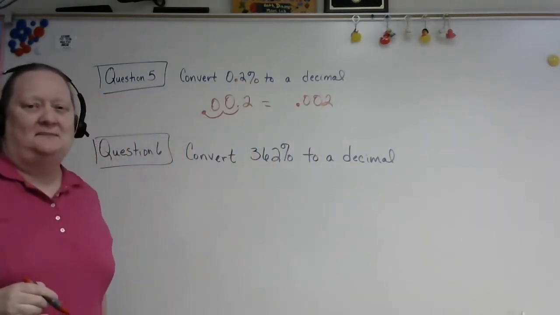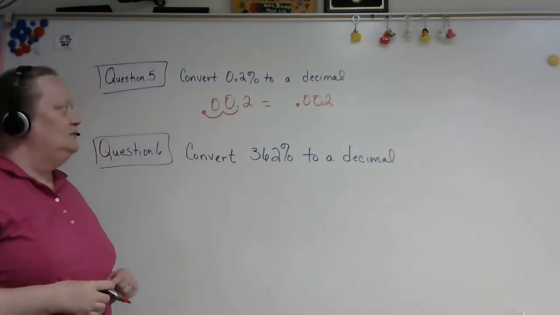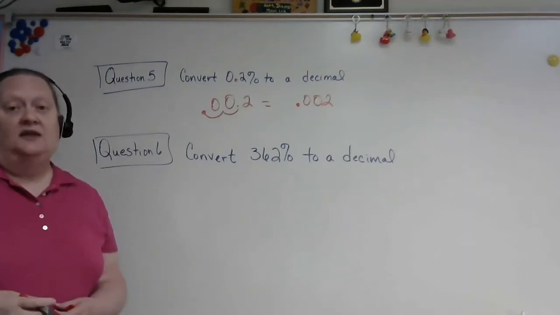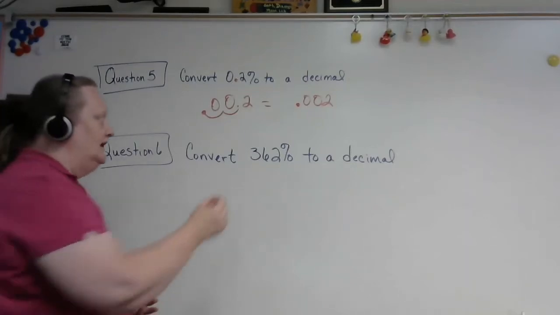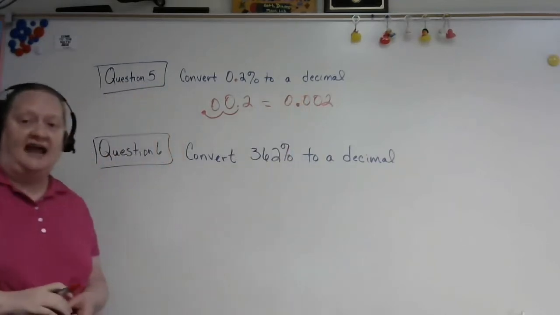And there is a decimal place there. I'm not sure whether it shows up. I can never tell until I watch them. So that gives us 0.002.